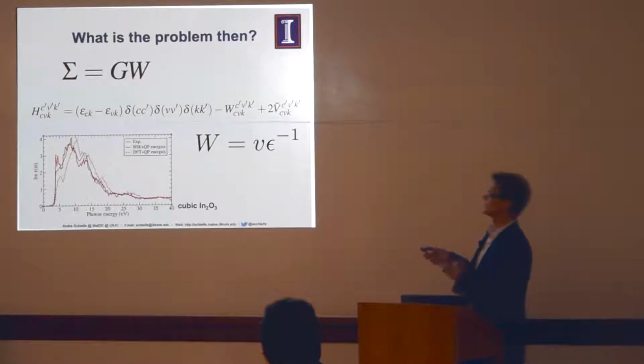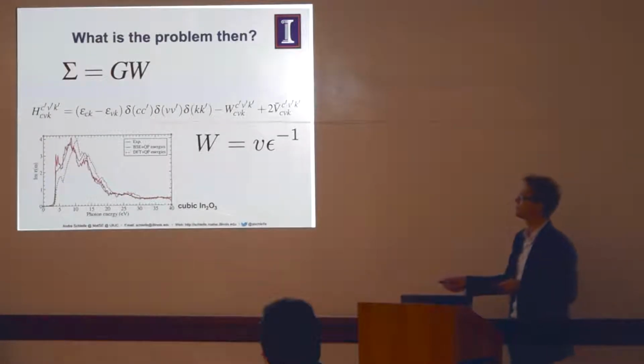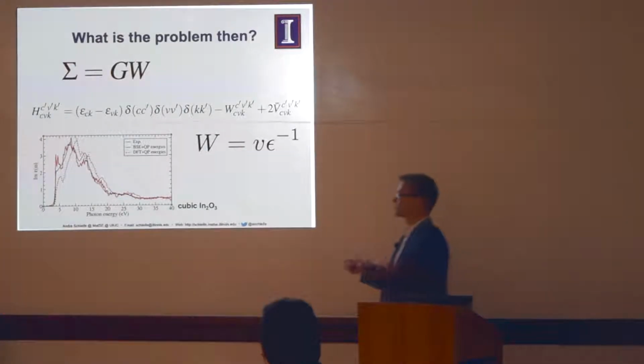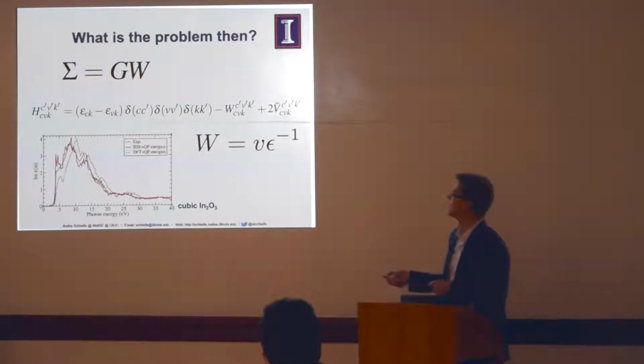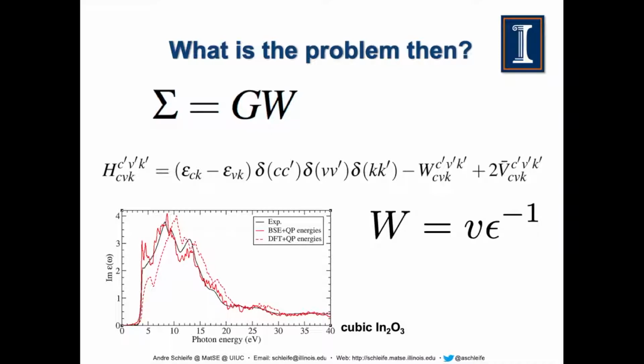Well, I'll give you two examples where this becomes a problem. The first example is actually shown on this slide here, which is indium oxide. This is a transparent conducting oxide, cubic structure, and we calculated again the optical properties of the material. Maybe just for now look at the red solid curve, which is this framework with excitons and correcting the band gap and everything, and compare that to the black curve from the experiment.